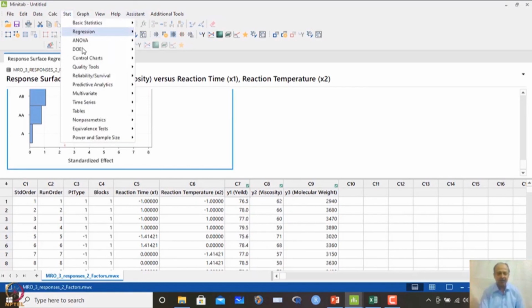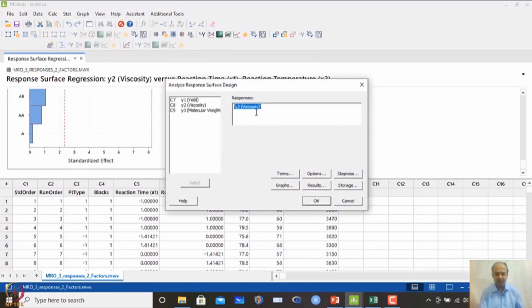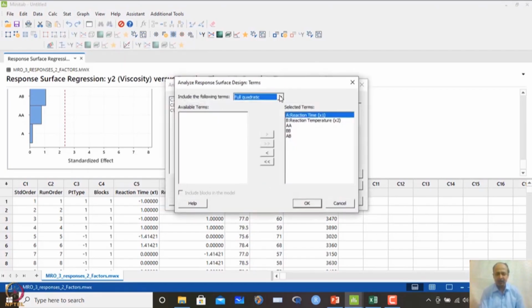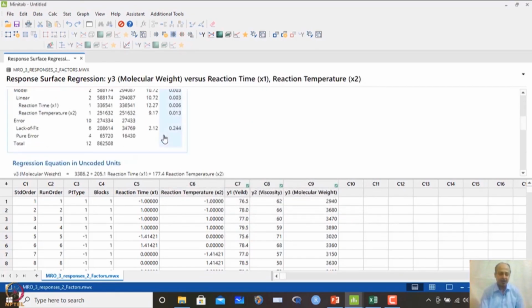So, the third one is the molecular weight. I am going to response surface, and I am using what Montgomery has recommended, that equation that was taken. So, y3 I am taking over here. For the terms, we will only use the linear model, because in the book only the linear model is considered, with only x1 and x2 and no interaction. That is the model we are using over here.